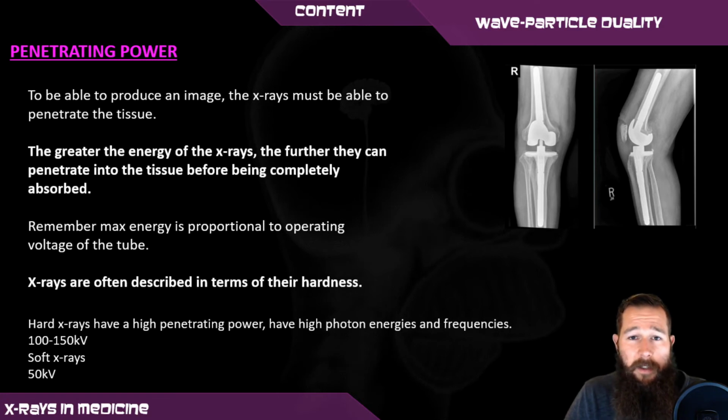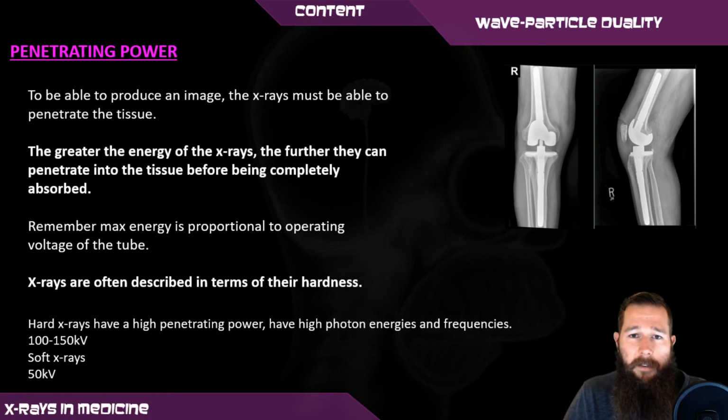The penetrating power of X-rays also affects the image that's produced. The greater the energy the X-ray has, the further they can penetrate into the body. X-rays are described in terms of their hardness, with a hard X-ray having high energies, having more penetrating power, and these can be in the order of 150 kilovolts when the high voltage of the X-ray apparatus is applied.